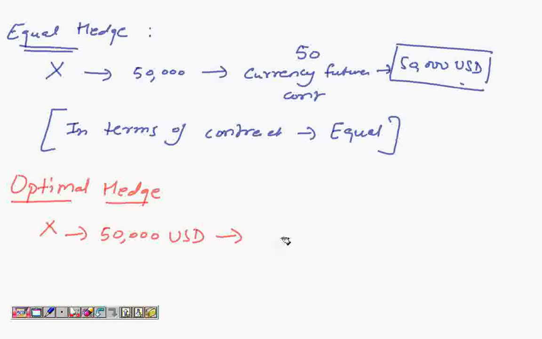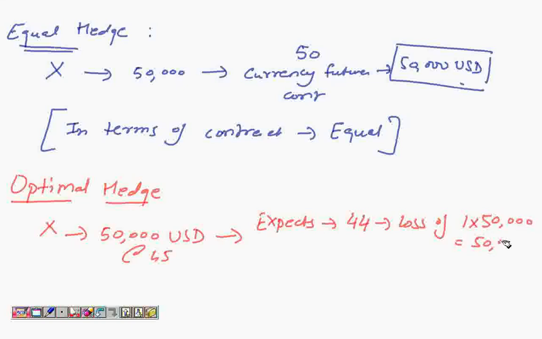Let's take it like this: 50,000 USD. What he expects is the market, which was at 45 rupees, to go to 44. So he expects a loss of 1 into 50,000, so he incurs a loss of 50,000 rupees.